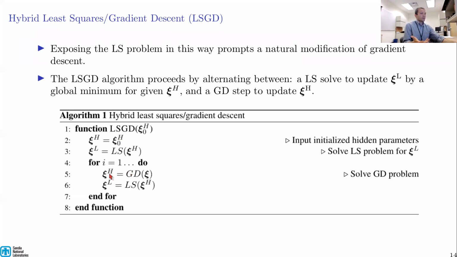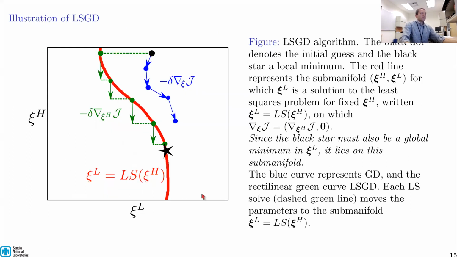Gradient descent for your hidden layer parameters and least squares for your linear layer parameters. The idea here is that if you're trying to get to some good local minimum, well, if it's a local minimum in all the parameters, then your linear layer parameters should be optimal for your hidden layer parameters, for that basis encoded by your hidden layer parameters. So any kind of good global minimum will be on this manifold where CL is the least squares solution for the adaptive basis and your data.